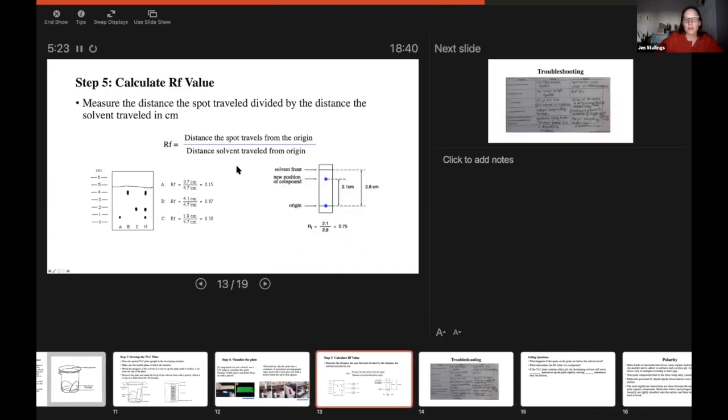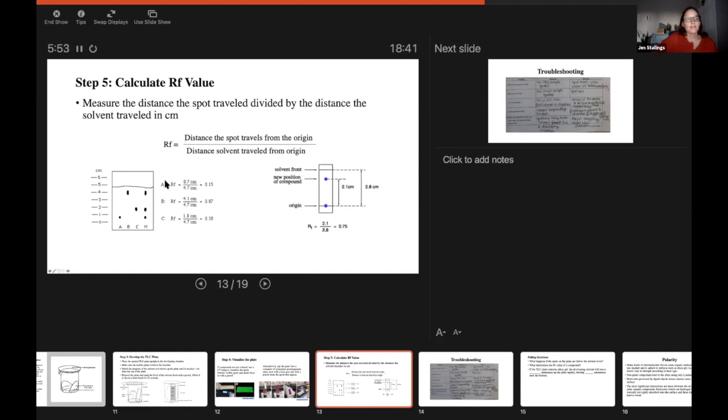This is the important part of TLC. It's the RF value. So here is the equation. It's the distance the spot travels over the distance that the solvent traveled. So up to that solvent front where you draw the line at the top, that's the distance the solvent traveled. So here's just an example. You'll do a couple calculations on the group activity, and then on the quiz, there's a question.